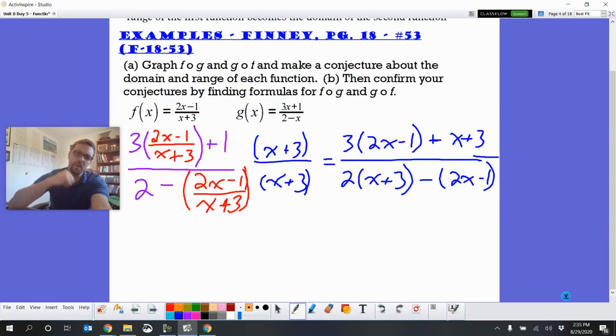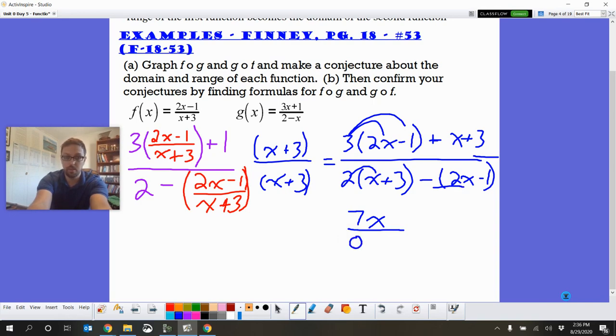So simplifying that numerator, it looks like we've got 3 times 2x, that's 6x, plus another x, we got 7x. And then negative 3 plus 3, that's just 0, so nothing. And the denominator, we've got 2x, and then minus 2x, so that's just 0. And then we've got 6 plus 1, so that is 7. So this is just 7x over 7, which is just x.